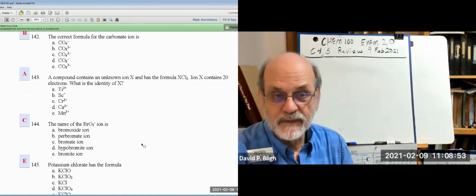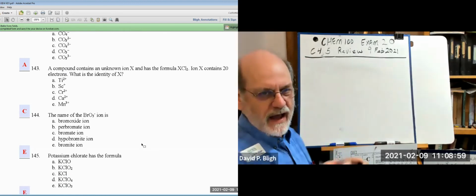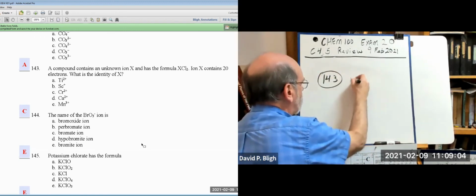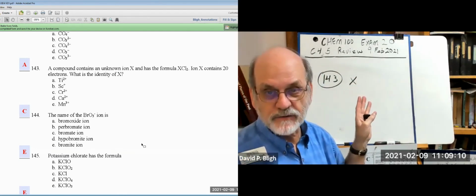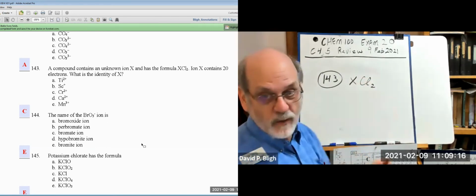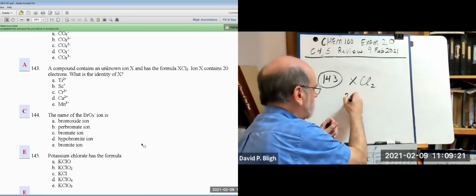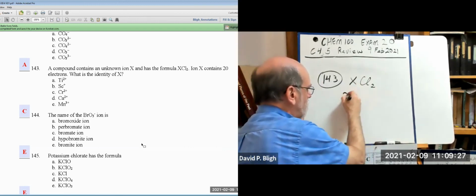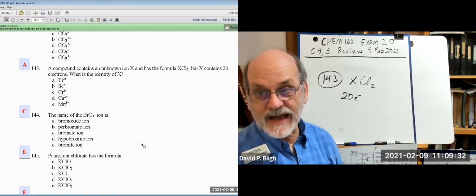143. Let's see, we got some detective work here. A compound contains an unknown ion X. Unknown ion. So it's got a charge on it. I just don't know what the charge is yet. And has a formula XCl2. All right, Cl2. Now we're getting somewhere. Ion X contains 20 electrons. What's the identity of X?